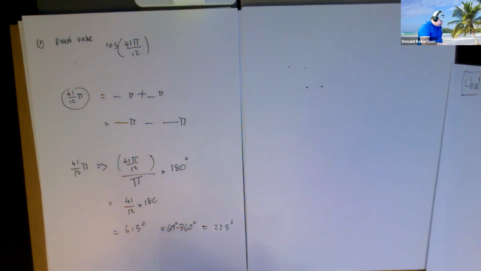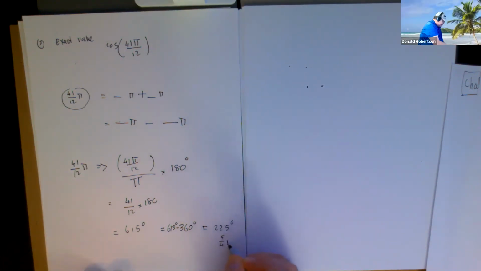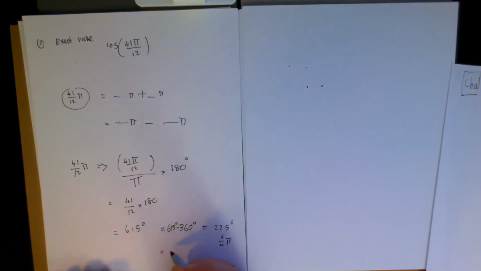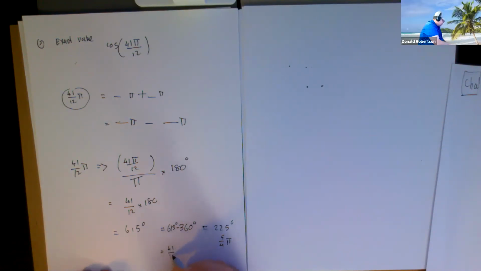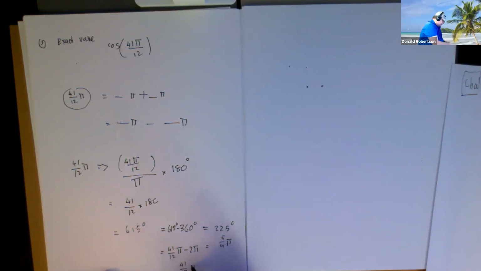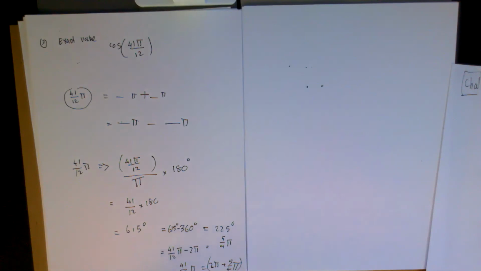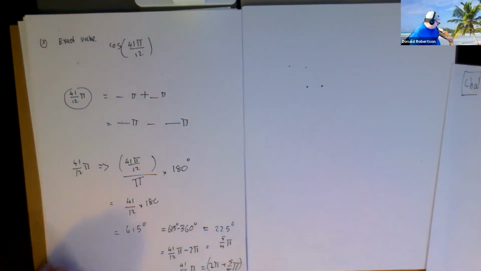Is 225 in the unit circle? Yeah, it's 5 pi over 4. Right. And isn't 615 the one that we started with? And isn't 360 2 pi? So what I've just found out is that this guy is 2 pi plus 5 pi over 4. So yeah, that worked.